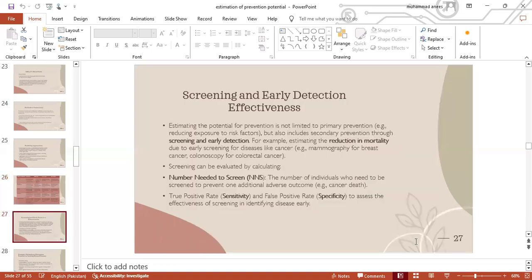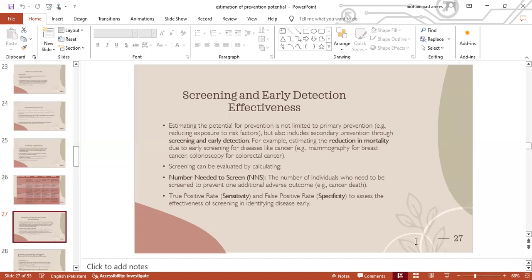Now, screening and early detection effectiveness also comes under the heading of methods of estimation. So estimating the potential for prevention is not limited to primary prevention, for example, reducing exposure to risk factors, but also includes secondary prevention through screening and early detection. For example, estimating the reduction in mortality due to early screening for diseases like cancers, for example, mammography for breast cancer, colonoscopy for colorectal cancer.